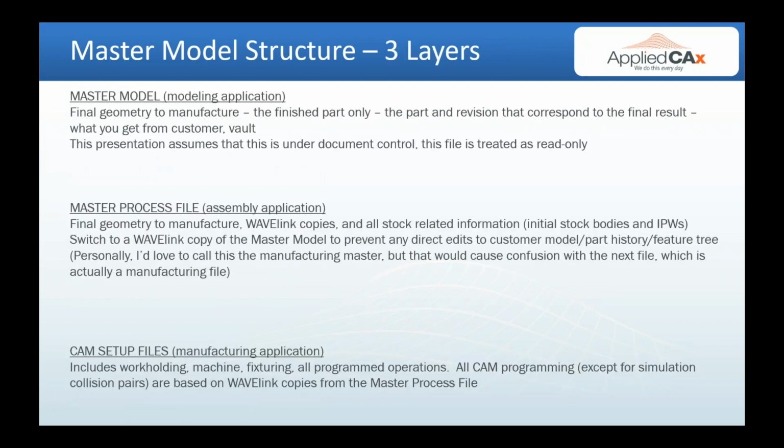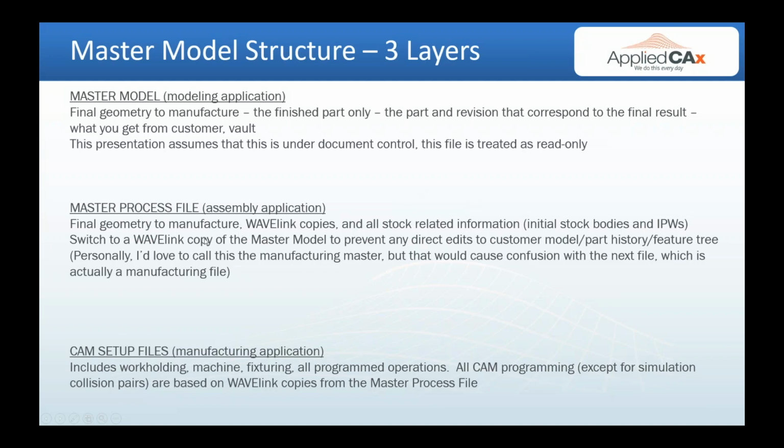So I want to sort of go over this on the general level. Your master model is the final geometry to manufacture. This is probably something that the customer emails to you, you get from Team Center, you get from some sort of revision management database. This is essentially the final geometry, what you receive as a programmer. The first thing you set up is a master process file within the assembly application. You have to do the assembly application, otherwise WaveLink does not work, where you establish stock related information and any sort of cleaned up geometry. And by clean up, I sort of mean the heel or the optimized face or any sort of CAD cleanup that results in you producing a CAD file that is the final geometry to machine.